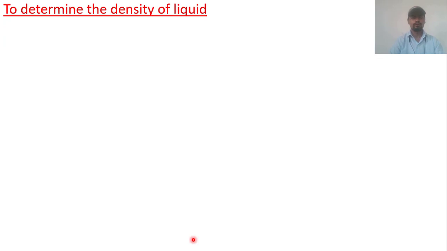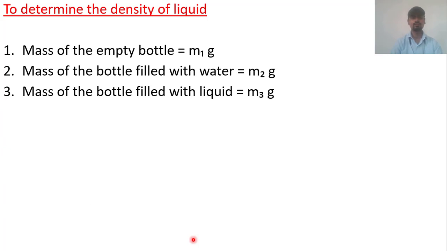Now we know the construction of the density bottle, what it looks like, and how we are going to fill it. Now we will determine the density of a liquid. First of all, take the mass of an empty bottle. Whenever the density bottle is empty, it means nothing is filled inside it, neither water nor any other liquid. So take that bottle and measure its mass using a physical balance.